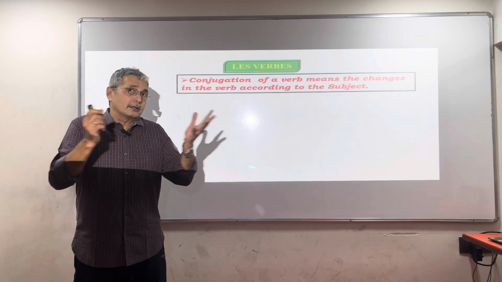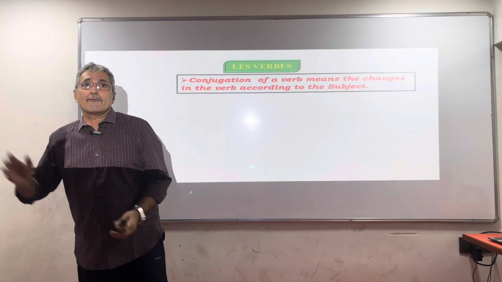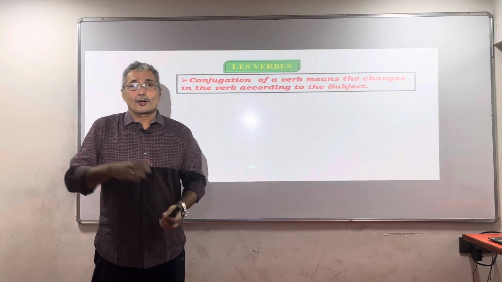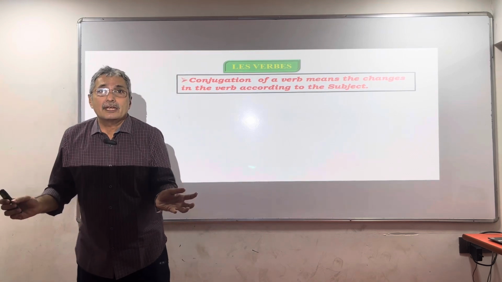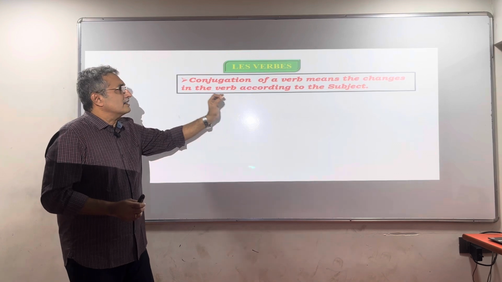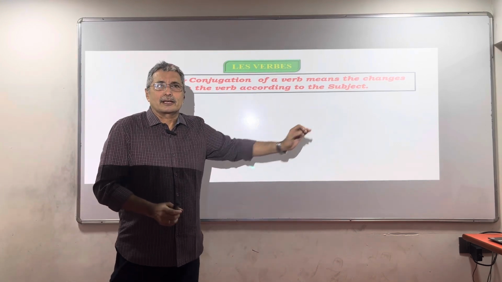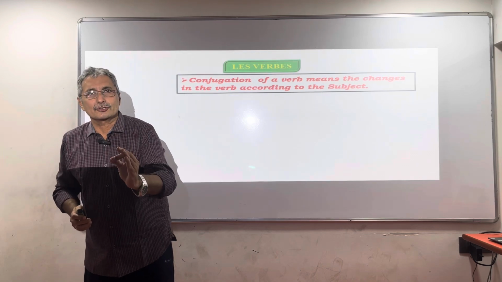Now, what is the meaning of conjugation? Because you are going to learn this continuously in French. Conjugation of être, conjugation of avoir, conjugation of aller, conjugation of venir, conjugation of parler, conjugation of finir. So what's conjugation? Very simple. Changes in the verb according to the subject. In other words, subject-verb agreement is conjugation.